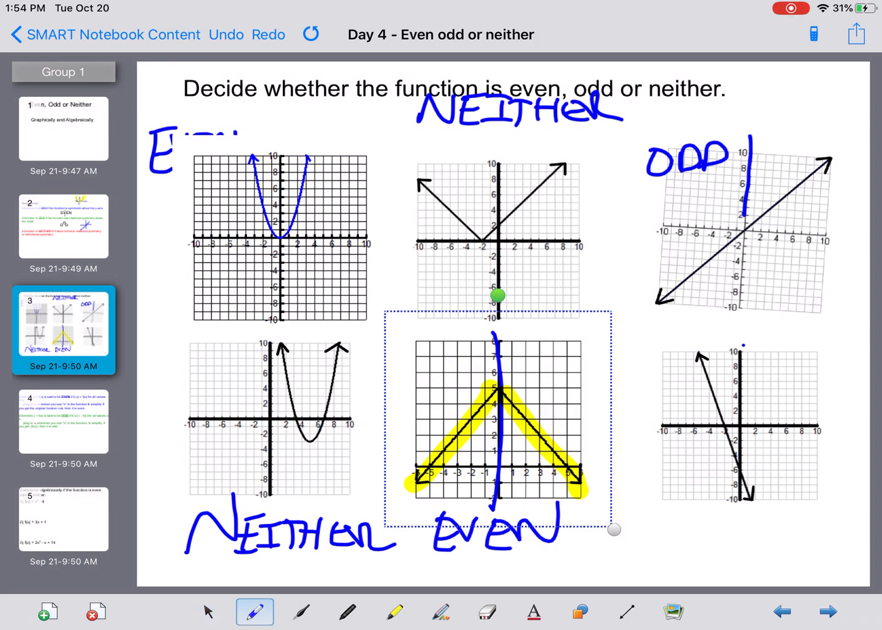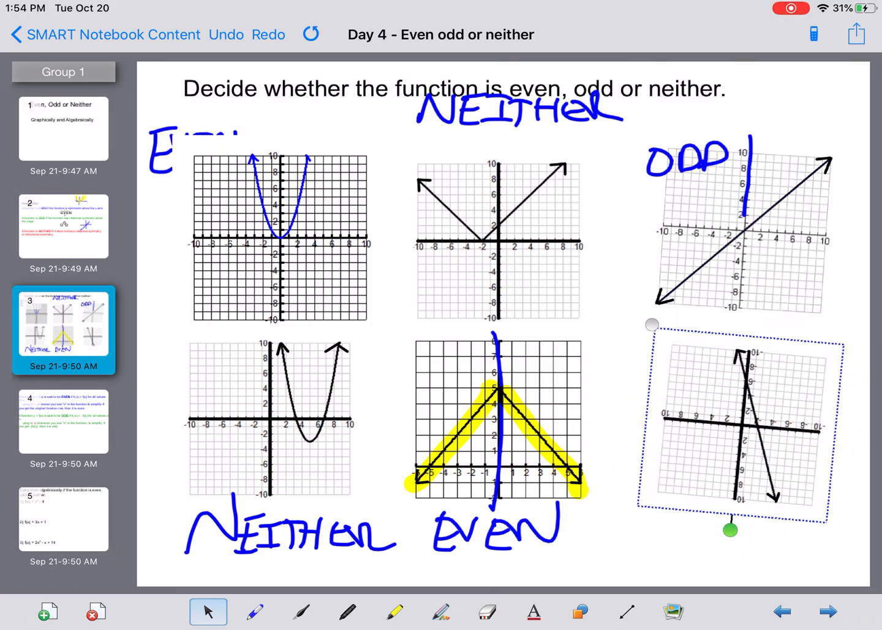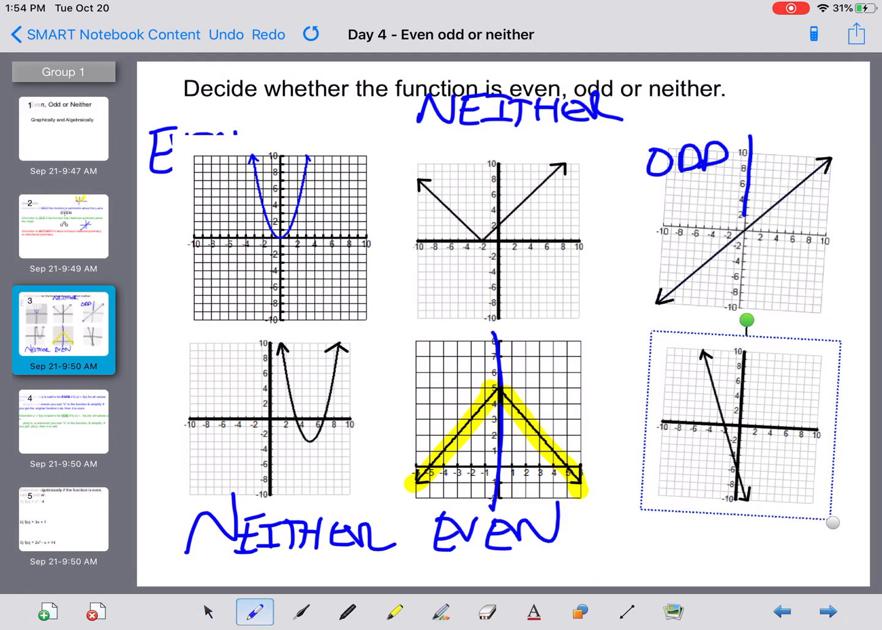And then lastly, if we look at this one, if we flip that across, that is going to be not even. And then if we look to spin this, our y-intercept is where you can look at it. So our y-intercept here in this case is like +6. If we go here, it's -6, so it's not going to be odd. So we would say neither for this.